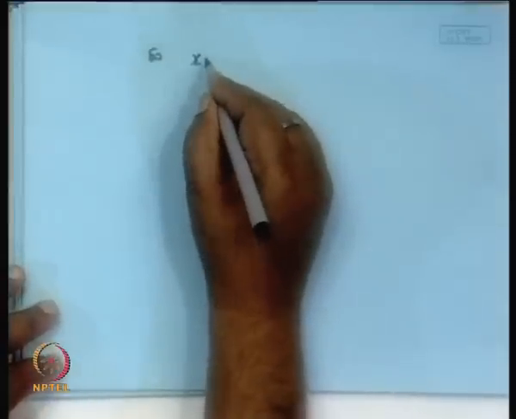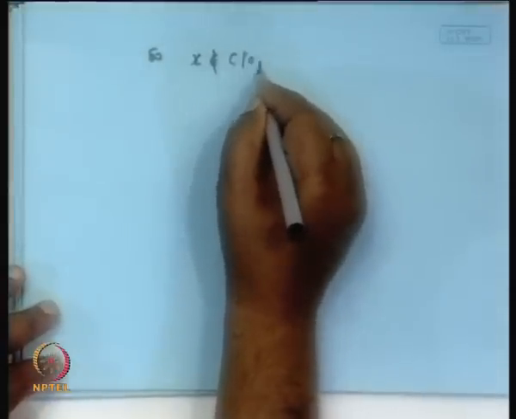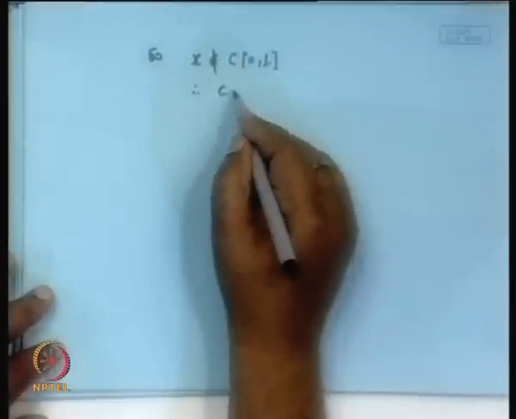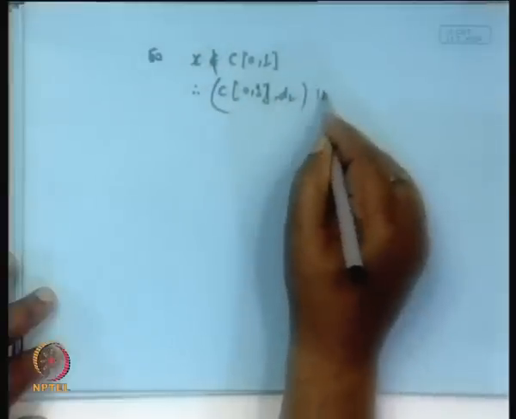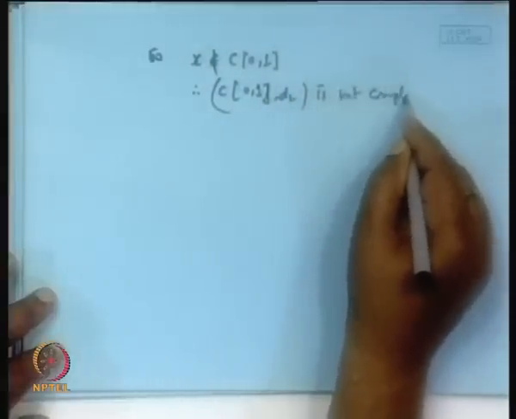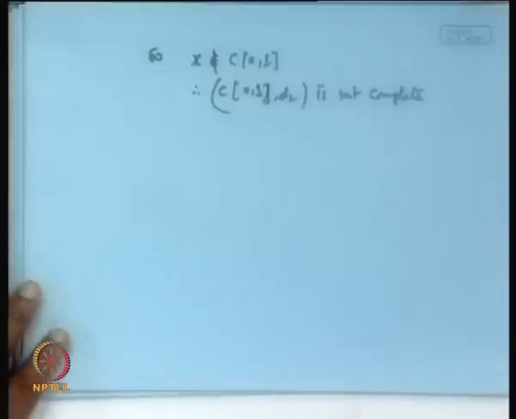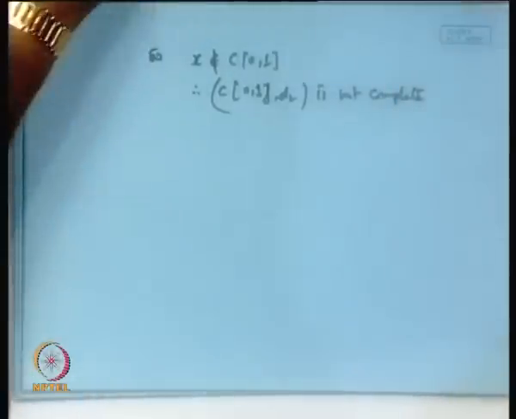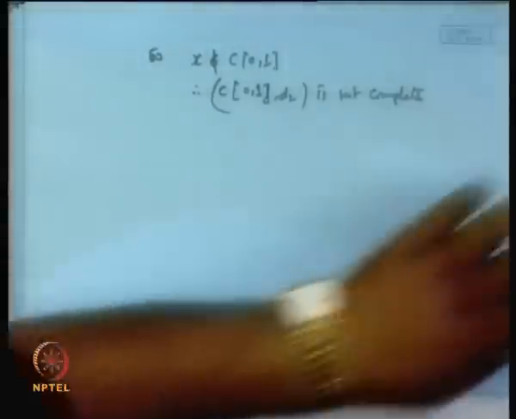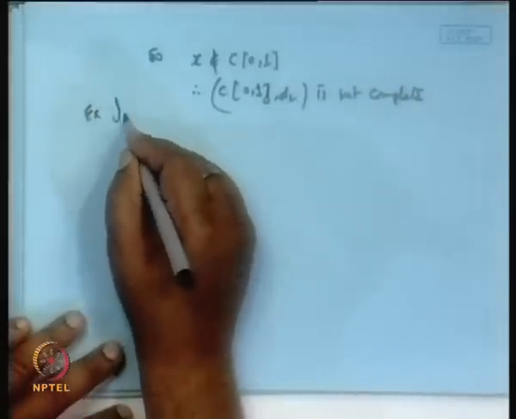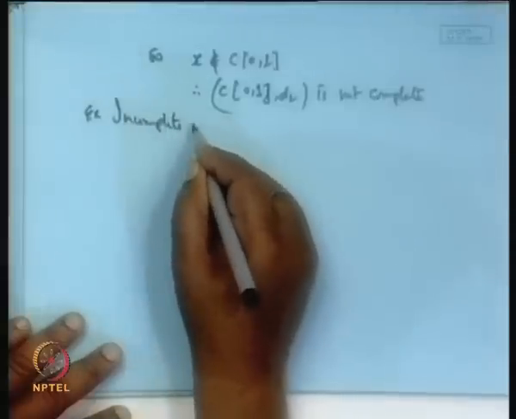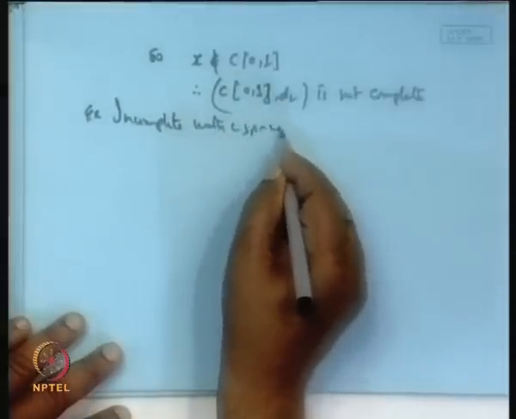So, x does not belong to C[0,1]. Therefore, C[0,1] under metric D2 is not complete. Okay. So, this completeness is also a property which depends on the metric. Now, there are many spaces which are incomplete metric spaces. So, there are a few more examples of incomplete metric spaces.